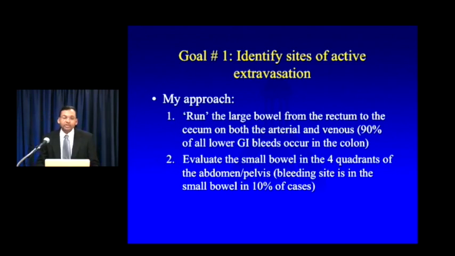The small bowel, as I mentioned, is harder to look at. There's a lot of it, harder to just run it in contiguity, but I typically divide the abdomen and pelvis into 4 quadrants and focus in on the small bowel in each of those 4 quadrants. Now, small bowel bleeding isn't that common, but it does account for about 10% of all cases, and probably a disproportionate number of cases that I see on CT for whatever reason.